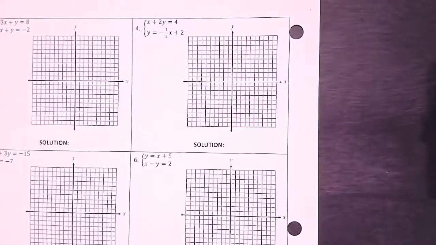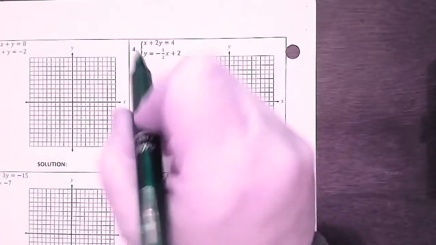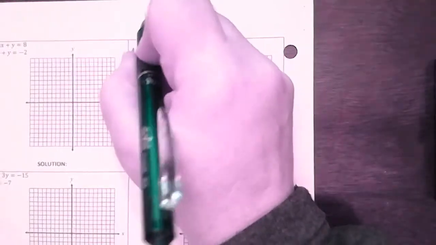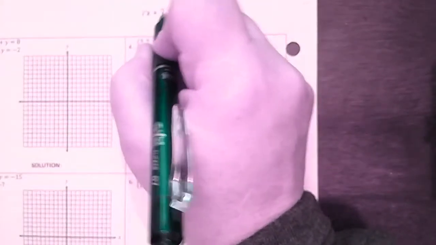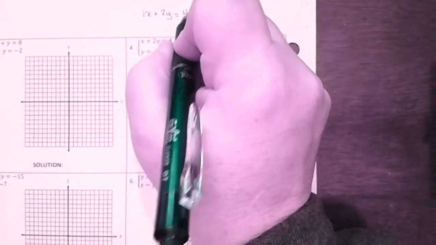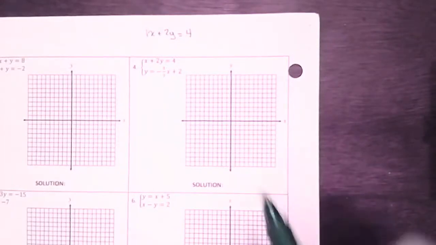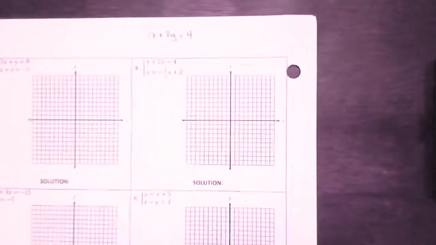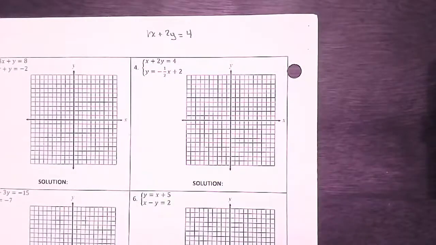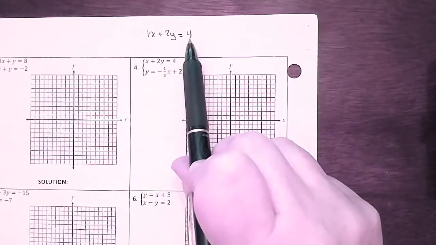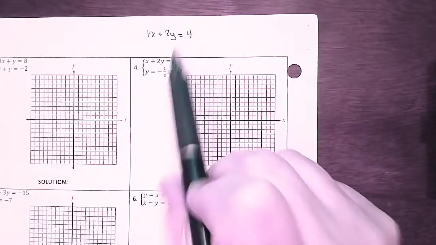All right. And I'm going to look at this one right here. So I have 1x plus 2y is equal to 4. So 1x plus 2y is equal to 4. So what I'm going to do is I'm going to subtract.